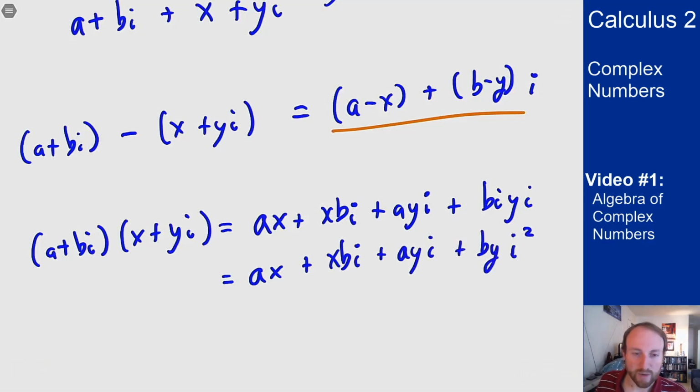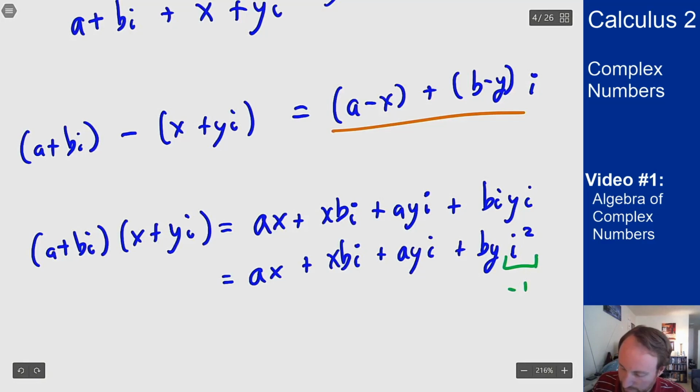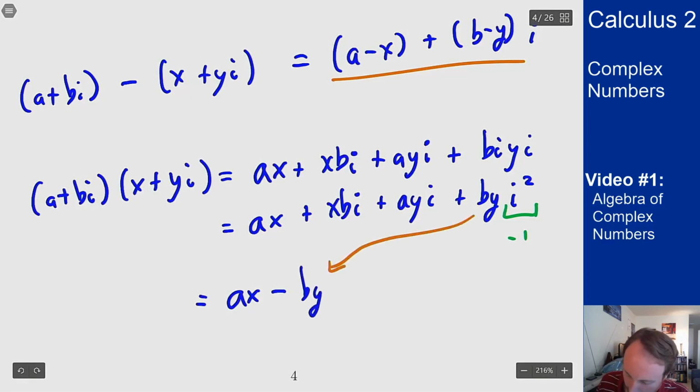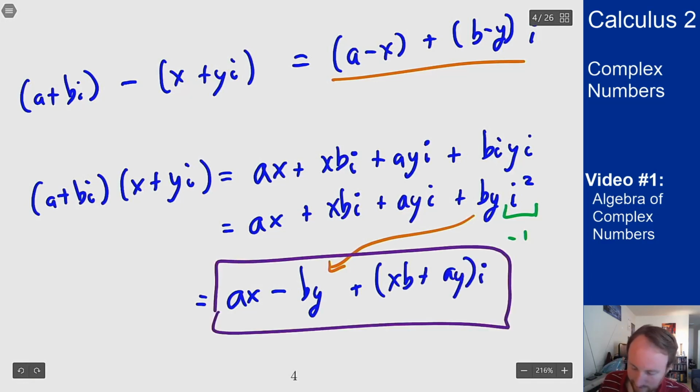So I get ax plus xbi plus ayi plus by times i squared. But what's i squared? i squared is minus 1. Remember, i is the square root of minus 1. So this term becomes a minus by, meaning I can bring that term to the front with the ax to give me ax minus by, plus (xb plus ay) times i. And that's now in the right form of a complex number.